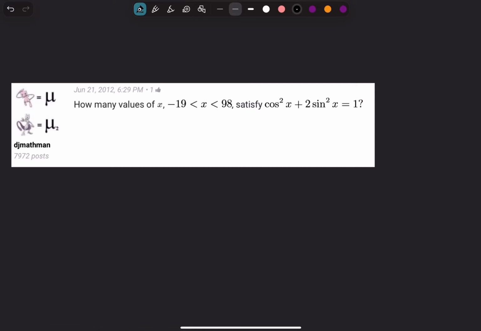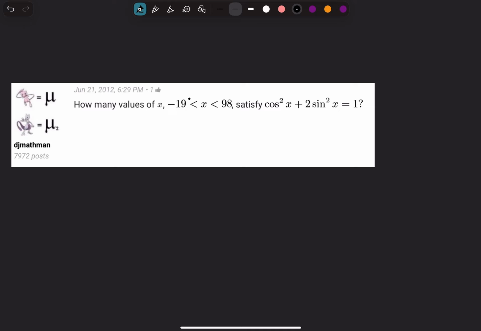How many values of x between minus 19 and 98 satisfy cos squared of x plus 2 sine squared of x equals 1? Now, when I was attempting the problem for the first time, I actually got this wrong because I assumed it meant in degrees, but it means in radians.